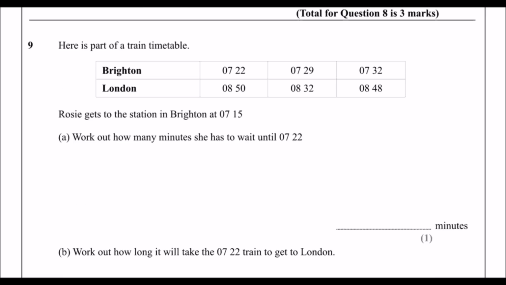Question 9. Here is part of a train timetable. Rosie gets to the station at 7:15. How many minutes does she have to wait until 7:22? So from 7:15 to 7:22, how many minutes do we have? Well, 22 take away 15 is 7. 7 minutes. So 5 minutes to get to 7:20, and then another 2 minutes. 7 minutes.